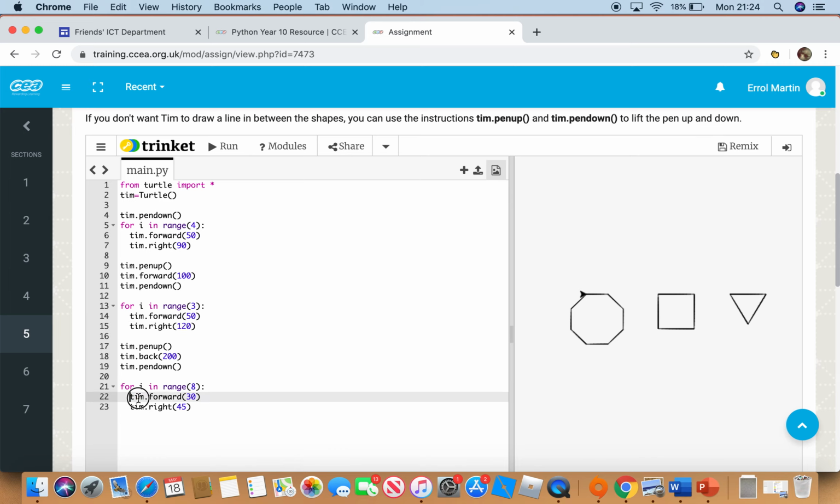So Tim will move forward 30 pixels. Now you might have to play about with the sizes, because sometimes the shapes, especially the octagon, will overlap the square, so you can play about with that. But I worked it out roughly at about 30, anywhere between 30 and 50 should be okay. So two commands work together. Tim moves forward 30, and then he turns clockwise at an angle of 45 degrees 8 times, and that gets your three shapes. So let's just see that running.